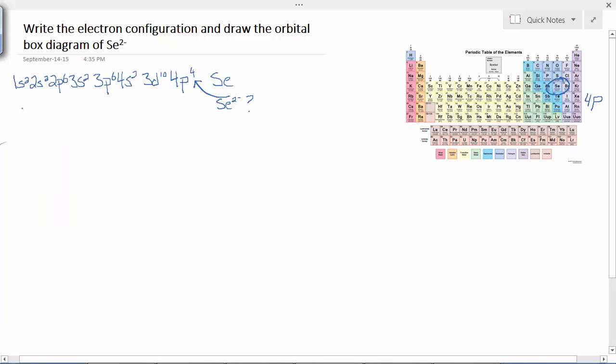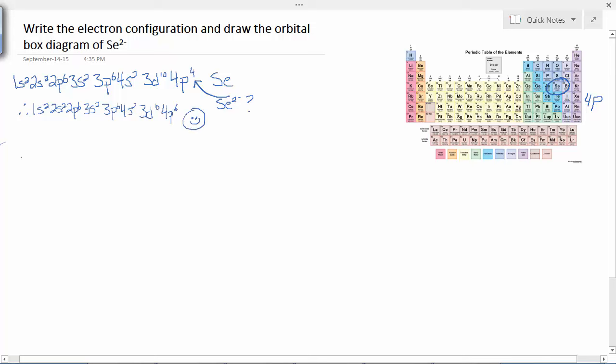Well, where should we put them? The p set of orbitals can hold 6 electrons, but in this case, as you can see from the arrow there, there's only 4 electrons present in it. So 1s2, 2s2, 2p6, 3s2, 3p6, 4s2, 3d10, 4p6 rather than 4p4. There's the electron configuration of selenide.